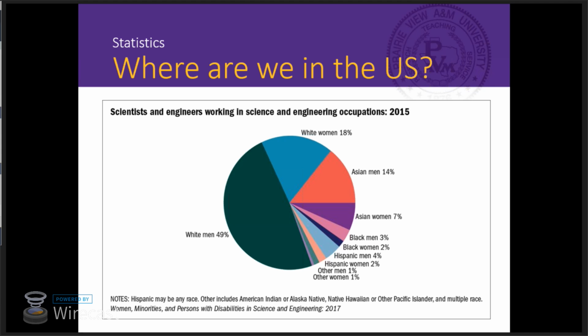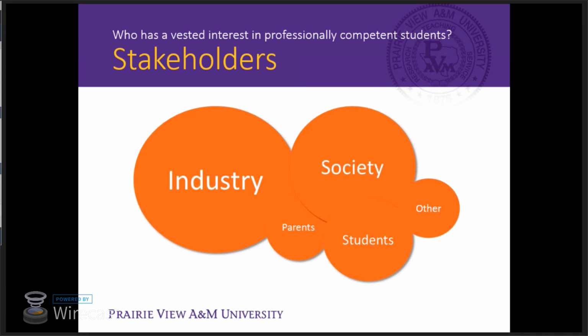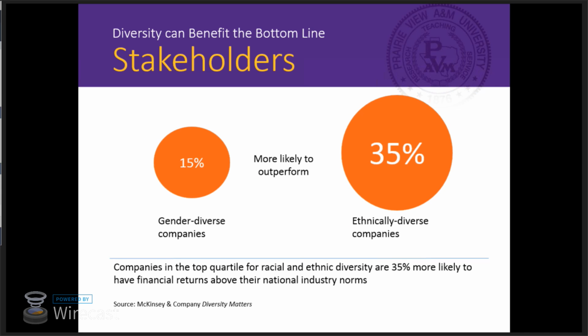Looking at the stats, it is important to ask the question, who has a vested interest in supporting diversity and inclusion? I would say everyone does. According to a recent report titled Diversity Matters, released by McKinsey & Company, for financial companies in the top quartile that are more racially and gender diverse, they outperform the national norms by 35% and 15% respectively. So there's a benefit to having everyone around the table.